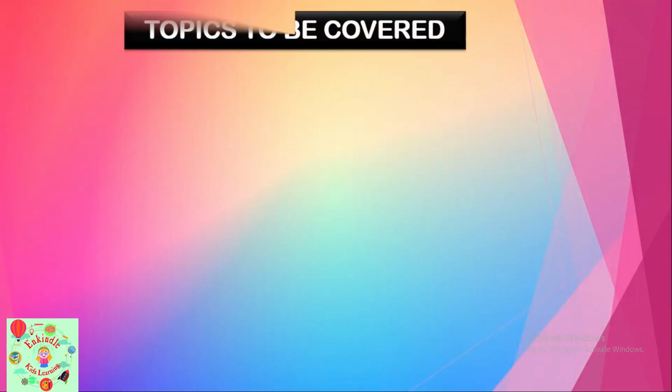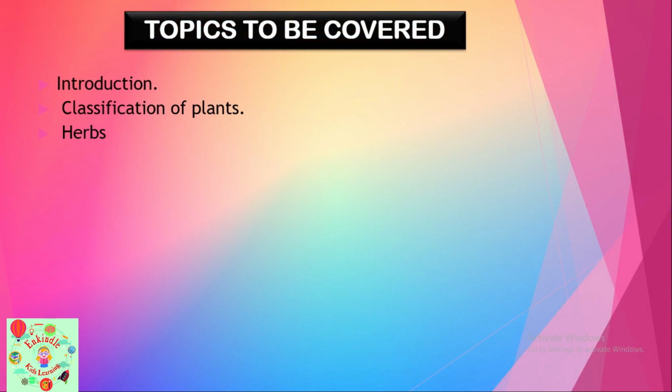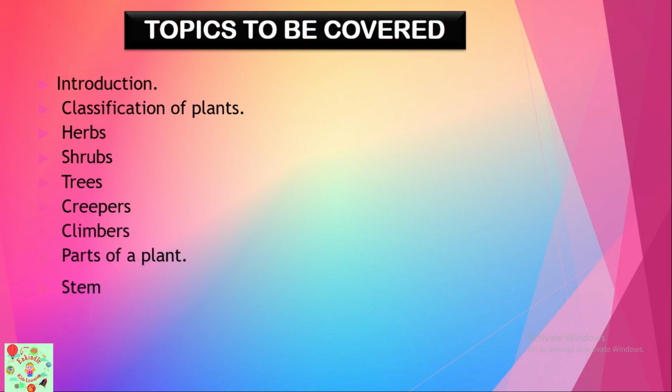What are we going to study in this particular chapter? So the topics to be covered are first is introduction, followed by classification of plants: herbs, shrubs, trees, creepers, climbers, parts of a plant: stem, leaves, flowers, and roots. So these are the topics which we are going to cover in this chapter.